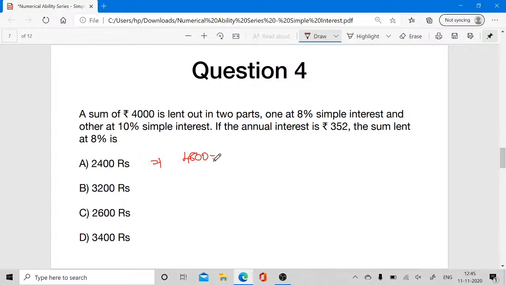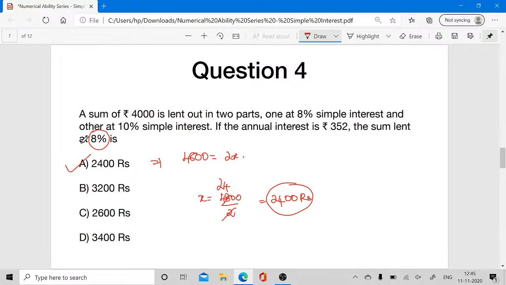So 4,800 is equal to 2x. Yes or no? So x will be equal to what? 4,800 divided by 2. You know this is 2,400, right? So x will be equal to 2,400 rupees, which is option A, right?